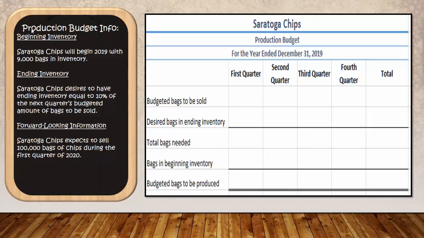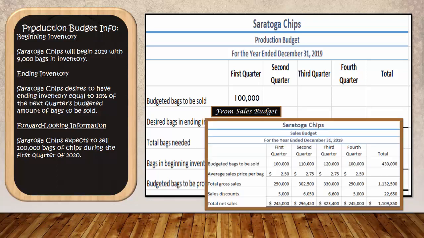Let's start with the budgeted bags to be sold row in the first quarter, and we're going to fill in 100,000. Well, where did I get that number from? I got it from the sales budget. On our sales budget, as you can see, the first row on that budget was budgeted bags to be sold, and we had 100,000 in the first quarter. This is why we need to prepare things in order, because we need information from prior budgets to move on to budgets later in the chain.